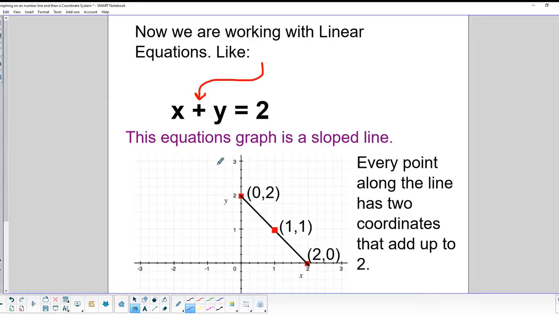In fact, we notice that everywhere you find a dot along this line, the coordinates of that dot add up to 2. See that, x plus y equals 2. Up here at the y-intercept, you have 0, 2. Right here, you have 1, 1. At the x-intercept, you have 2, 0. If you add those two numbers together, you end up with a sum of 2. So that's kind of interesting, isn't it? And that works for every linear equation. All of the solutions along any linear equation are solutions to that equation.